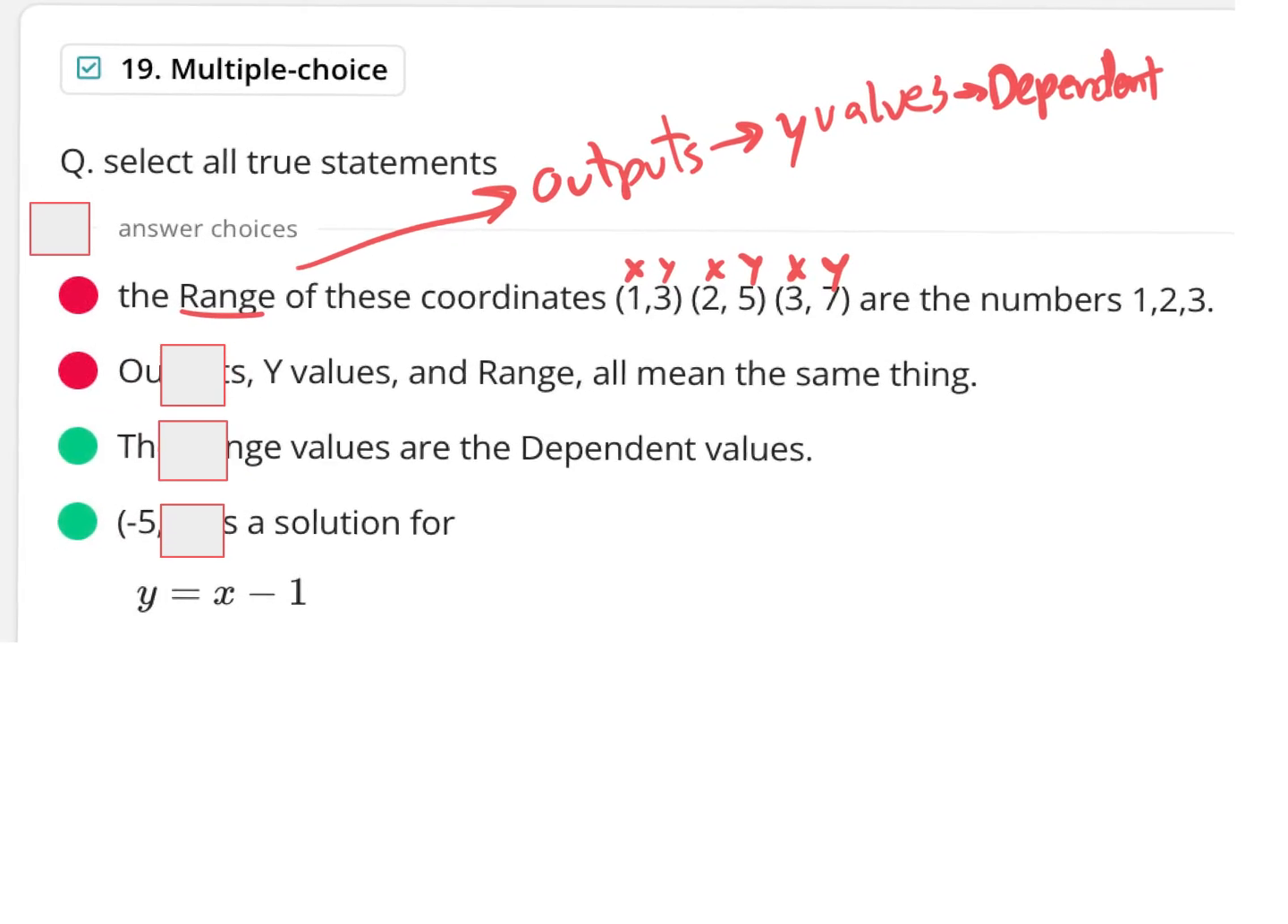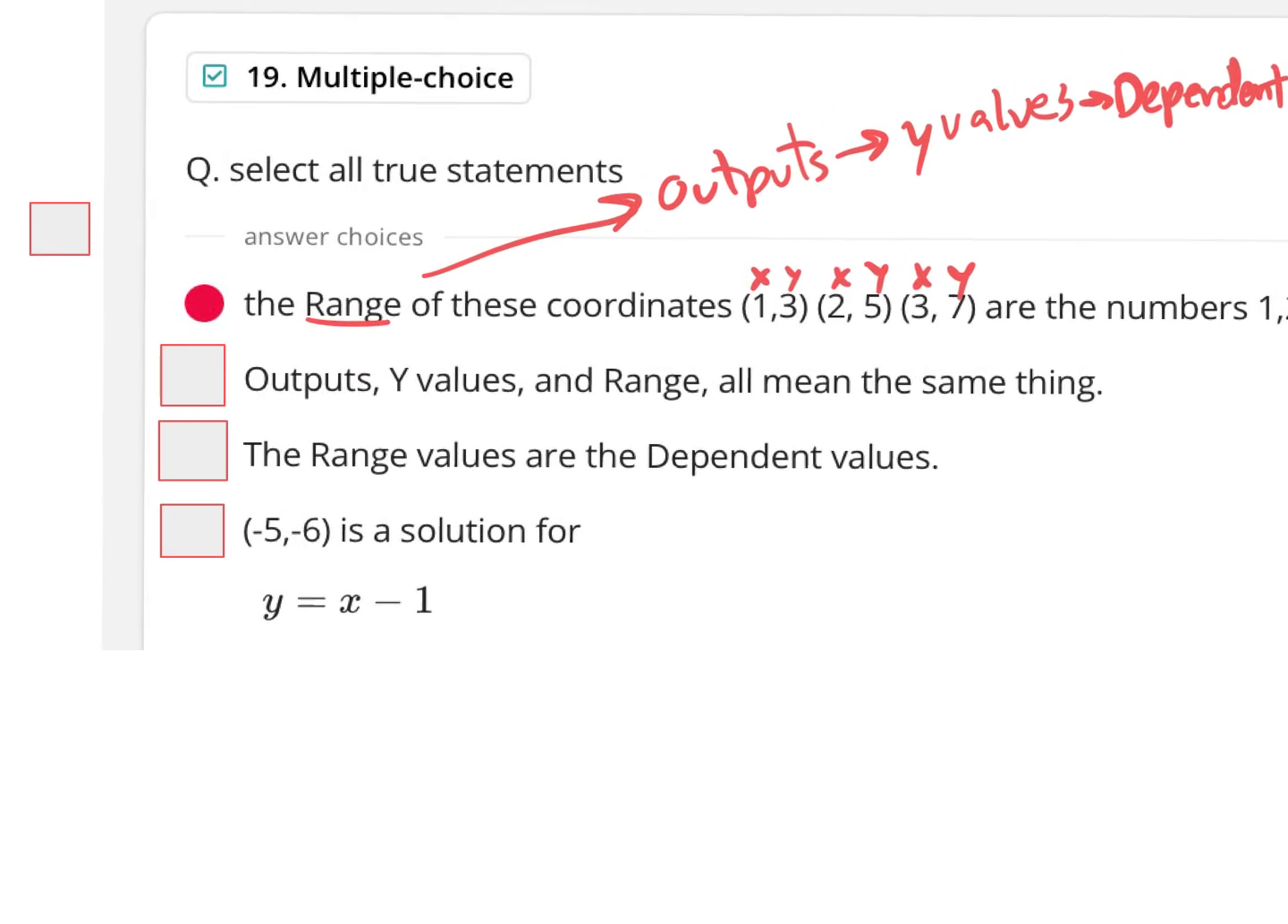It says 1, 2, and 3. Whoops, you saw the correct answers there. My bad. The outputs, the y values, the range values all mean the same thing. That's true. The range or the outputs, the y values, they all mean the same thing. And they could have even put dependent values, but they didn't. So this is a true statement.